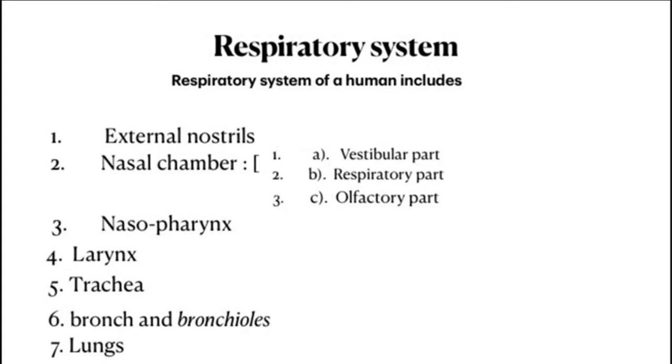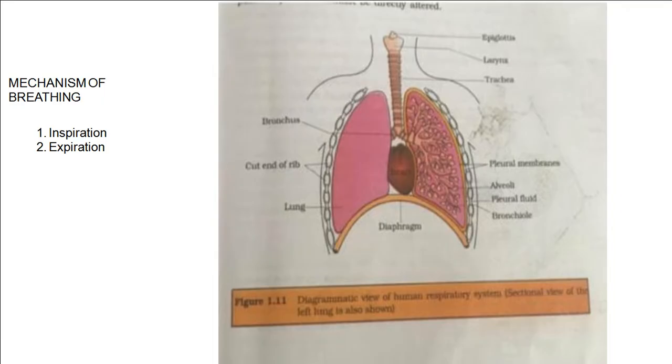Then it is continuous with the trachea. The trachea is nothing but the windpipe. It is a straight tube. Then we have bronchi and bronchioles. You can see here the bronchioles, bronchi, trachea, larynx, epiglottis. The epiglottis is the elastic flap attached to the thyroid cartilage to prevent the entry of food into the larynx through the glottis.